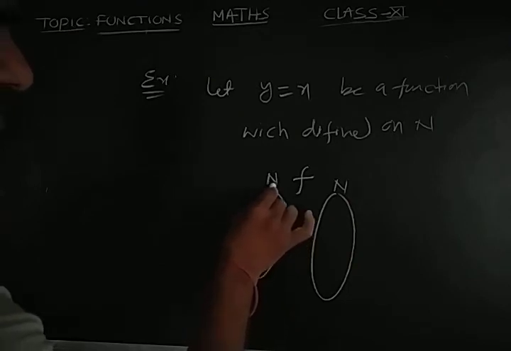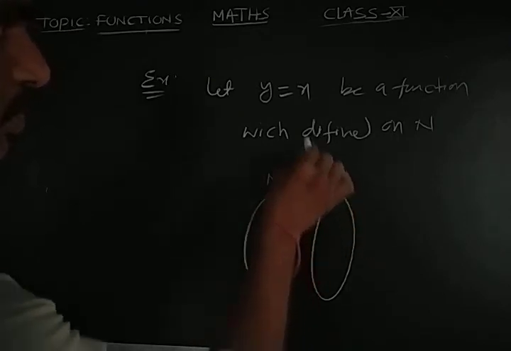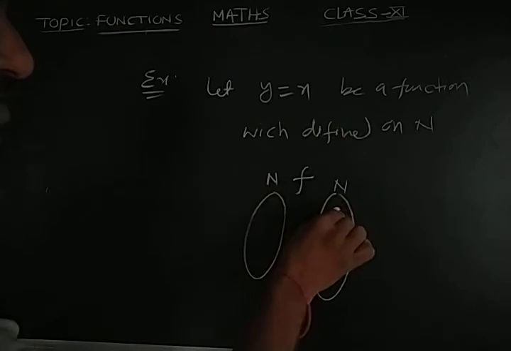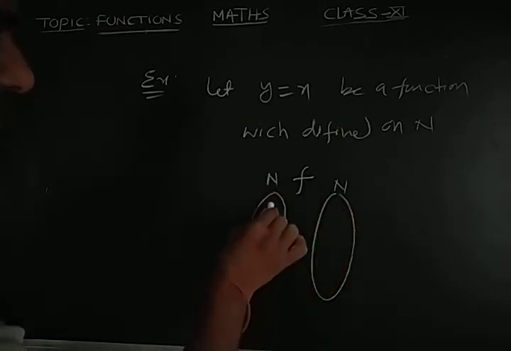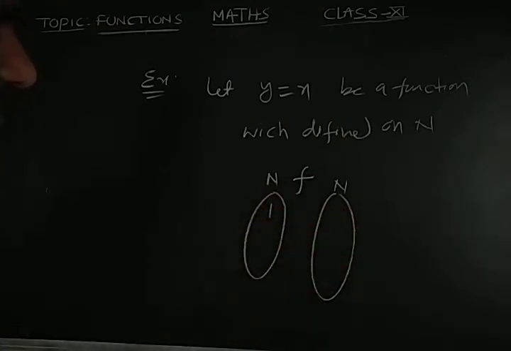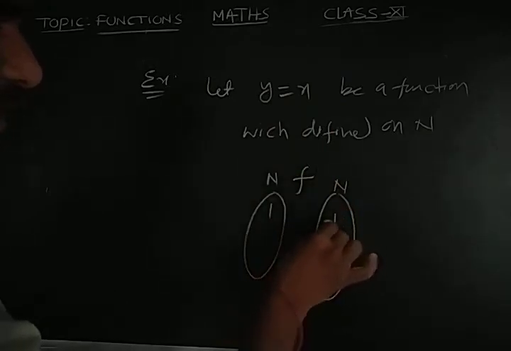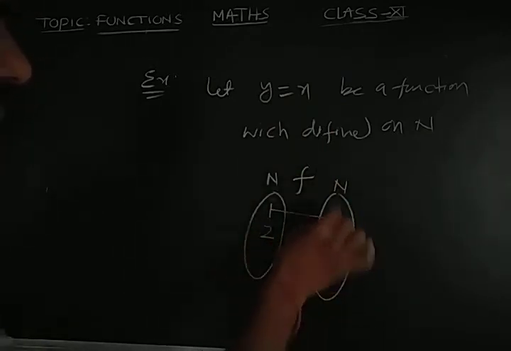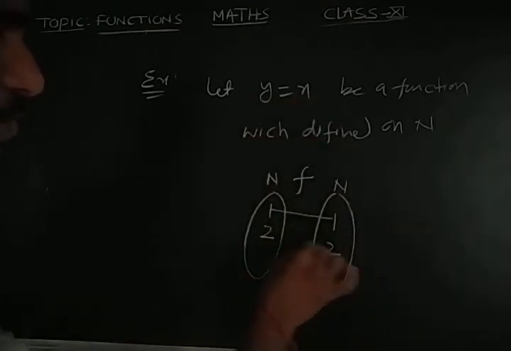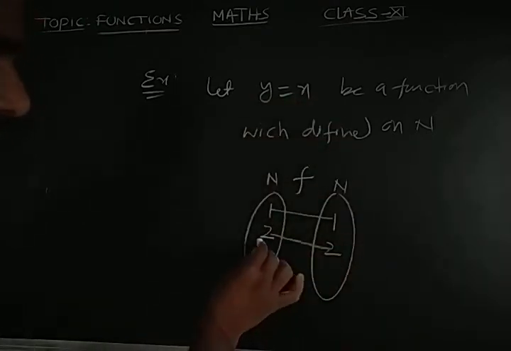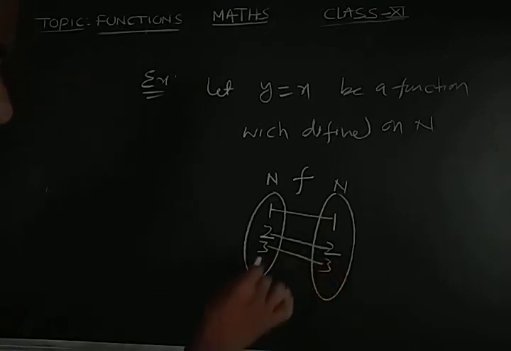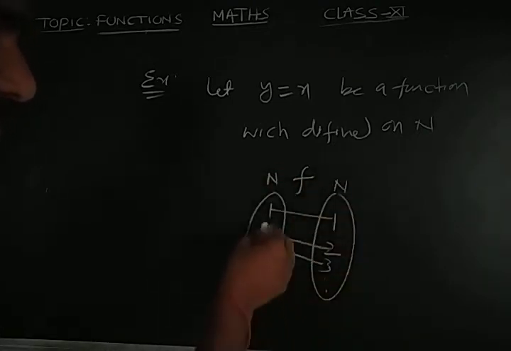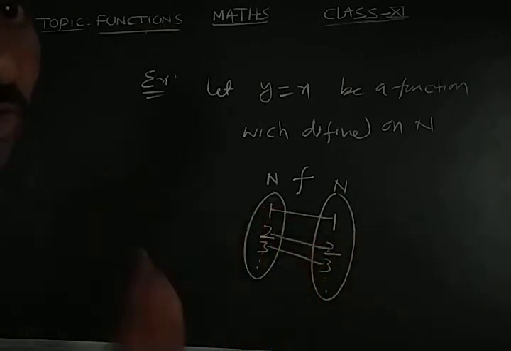Suppose these are domain values and these are codomain values. Domain values are x values, codomain values are y values. So I am using this arrow diagram. If x is 1, then y is again 1, so 1 is related with 1. If x is 2, then y is also 2. Suppose 3, then you will get 3, and so on, because N has infinitely many numbers, but every element has a unique image. Now it is a function.